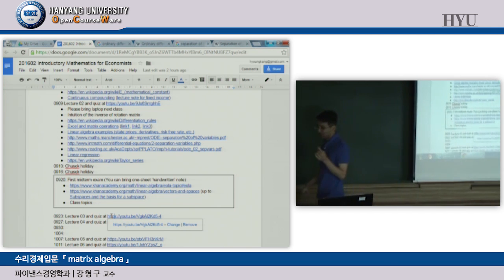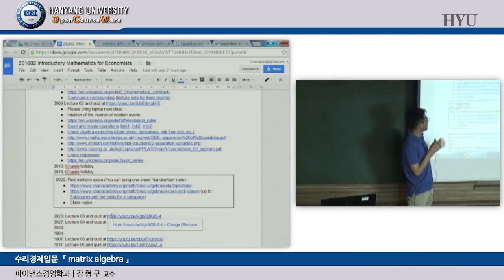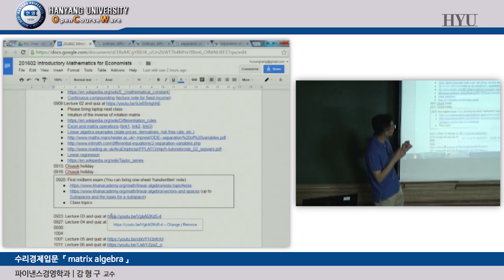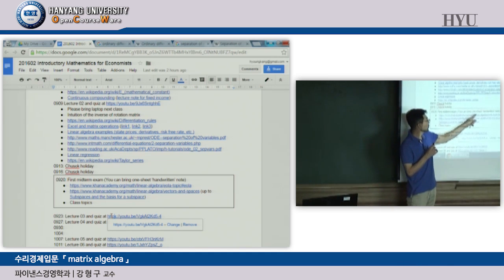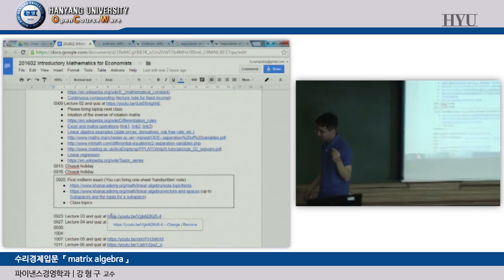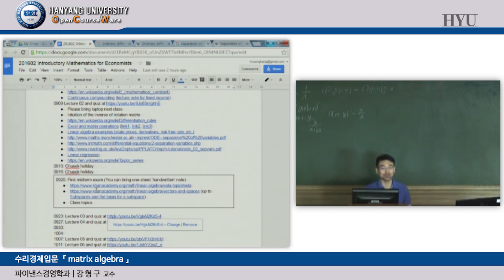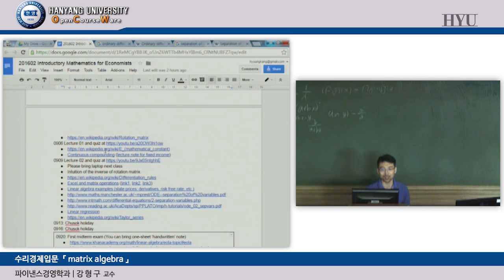In addition to that, there is a midterm exam again. September 20th, we have the first midterm exam. Again, you can bring one sheet of handwritten note. Then, first, the scope of the exam is what we have as class topics, which means this and this.